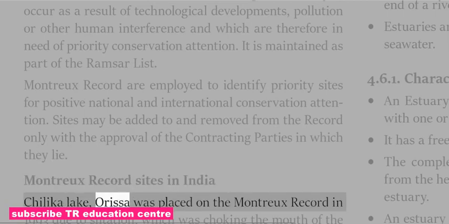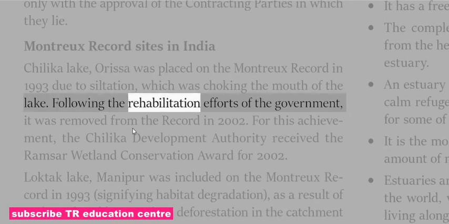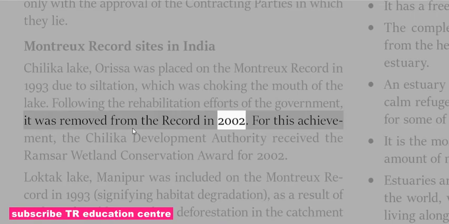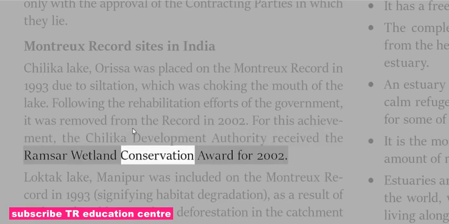Chilika Lake, Odisha was placed on the Montreux Record in 1993 due to siltation, which was choking the mouth of the lake. Following the rehabilitation efforts of the government, it was removed from the record in 2002. For this achievement, the Chilika Development Authority received the Ramsar Wetland Conservation Award for 2002.